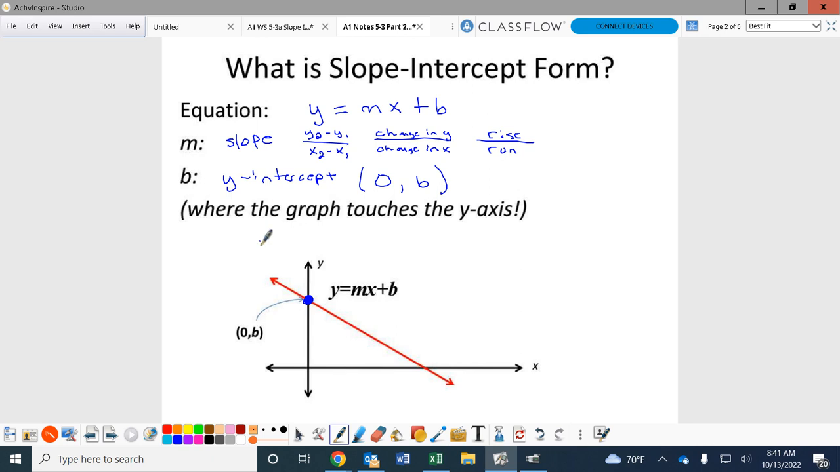Alright, so this point is the y-intercept. This is the equation for the line that we're going to be graphing, the y equals mx plus b. And this point is written in the form 0, b. Does anybody have any questions on the basics about slope-intercept form before we actually graph with it? That's just review of concepts we've already done. Anything at all, guys? Just want to make sure before we start graphing.